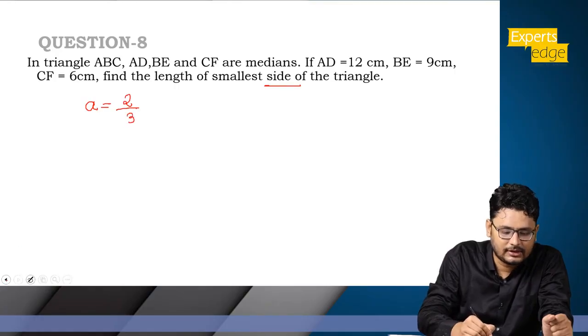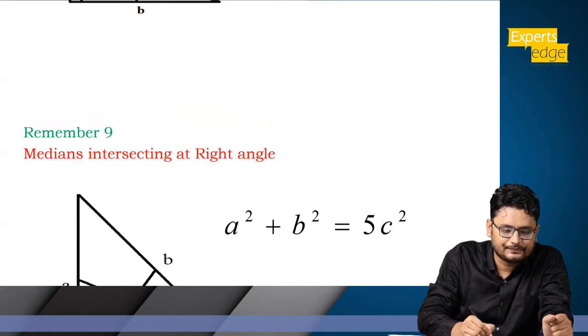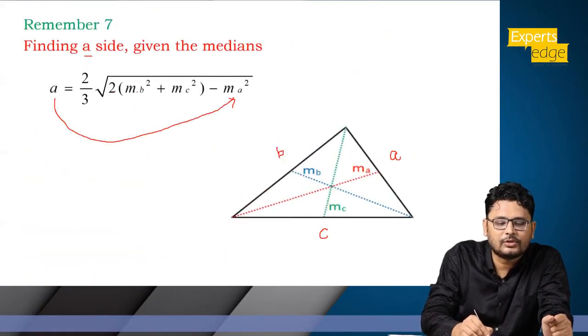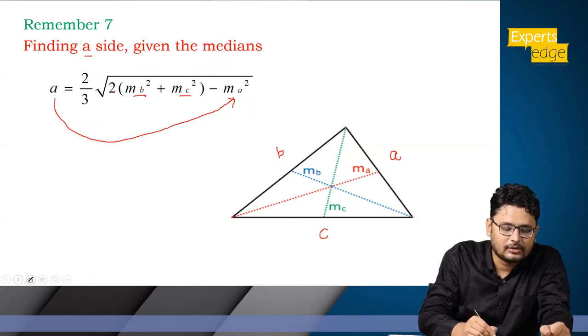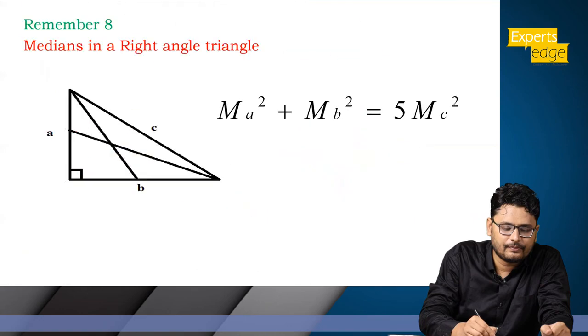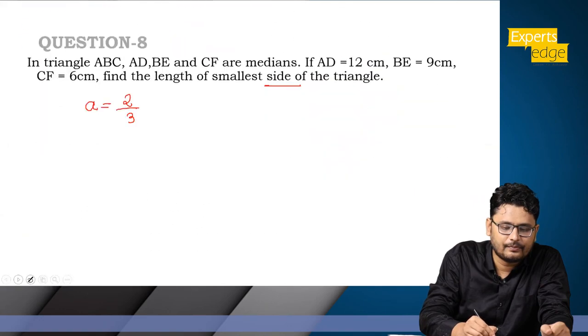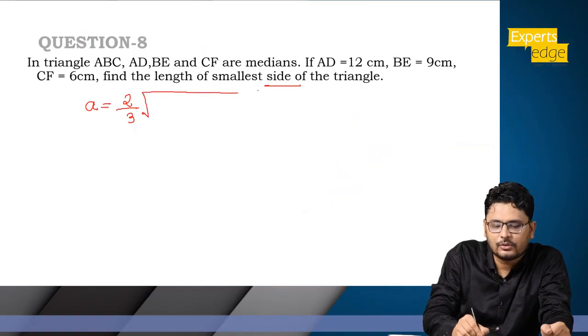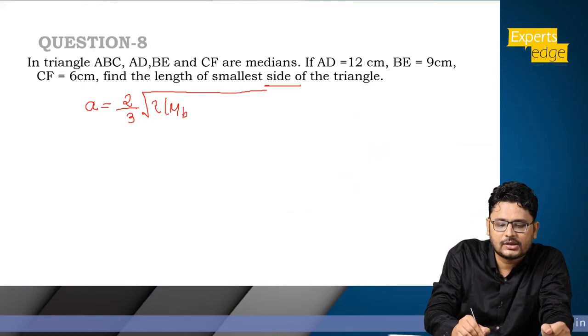Just in case you need it, what was it? This one, right? 2/3 of root of 2 times MB square plus MC square, and the median of the side you need, you subtract, right? So if I want A, what will it be? 2/3 root of twice of MB square plus MC square minus MA square.